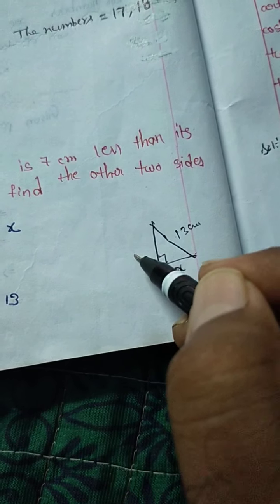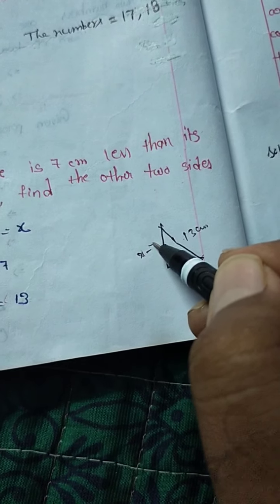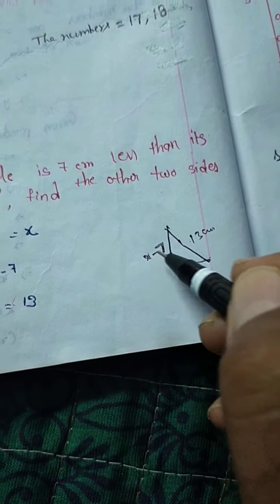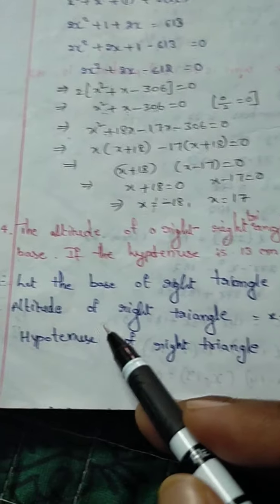Less than its base. Less than means minus. 7 centimeters less, so x minus 7. Let the base of the right triangle be x. The altitude of the right triangle is x minus 7.